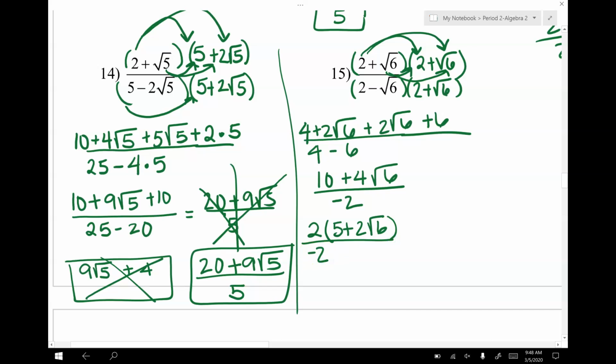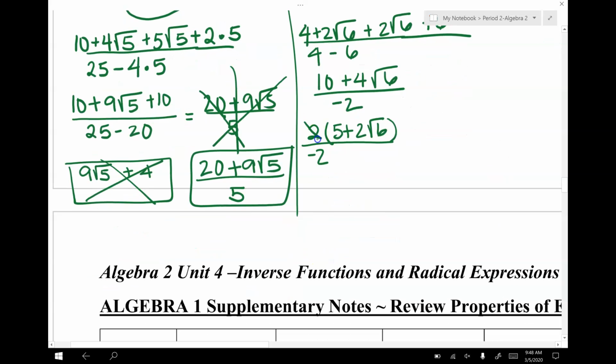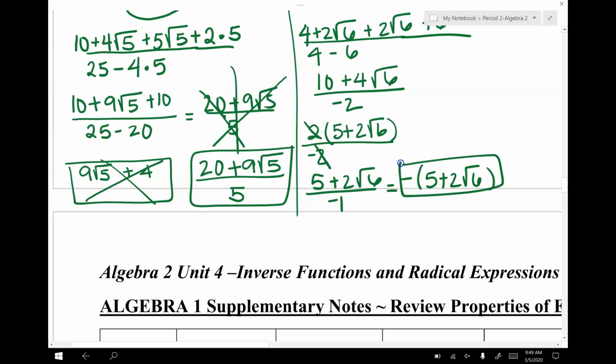Can we simplify? Yes, now we can simplify those two because it's a multiplication. So now we have 5 plus 2 radical 6 over negative 1. No, we don't want to box that up either. If you have a negative 1 all by itself in the bottom, you should rewrite it on the top. You may box this up. And some of you love distribution, so you can even write negative 5 minus what? 2 rad 6. So I would take one or the other.